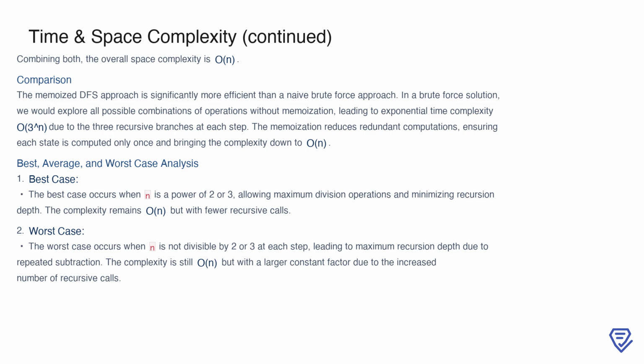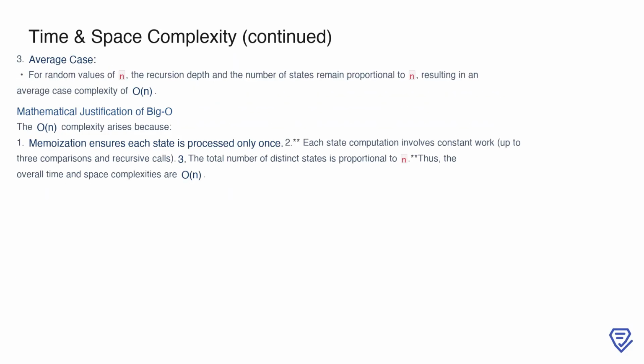Now, considering the best, average, and worst cases, we see that the solution's time complexity remains O(n) across all scenarios. The best case occurs when n is a power of 2 or 3, allowing maximum division operations and minimizing the recursion depth. On the other hand, the worst case occurs when n is not divisible by 2 or 3 at each step, requiring more recursive calls and resulting in deeper recursion. Even in this worst case, the complexity remains O(n), though with a higher constant factor. In the average case, for random values of n, the recursion depth and the number of states are still proportional to n, leading to an average case complexity of O(n).